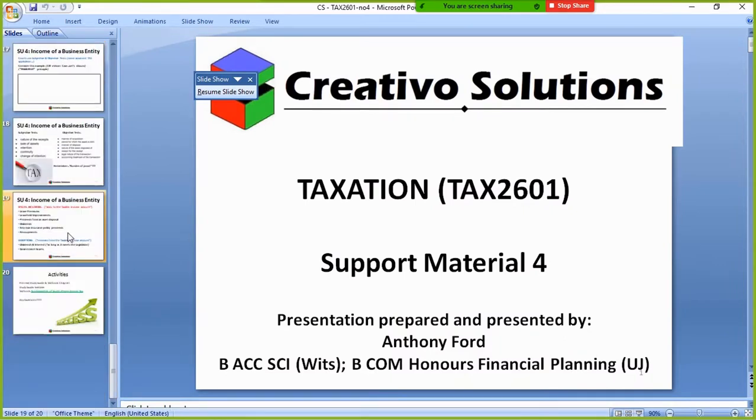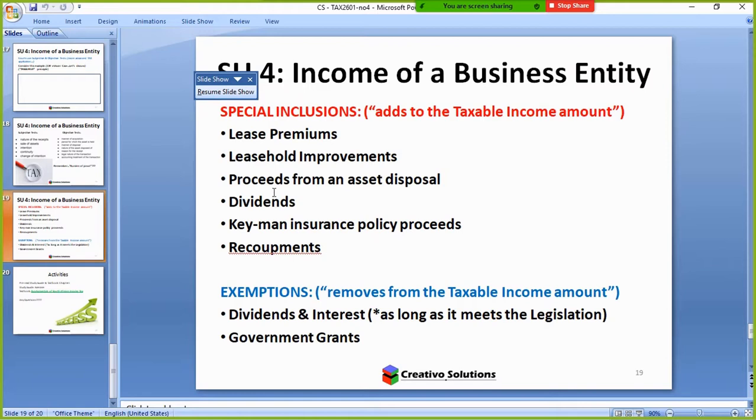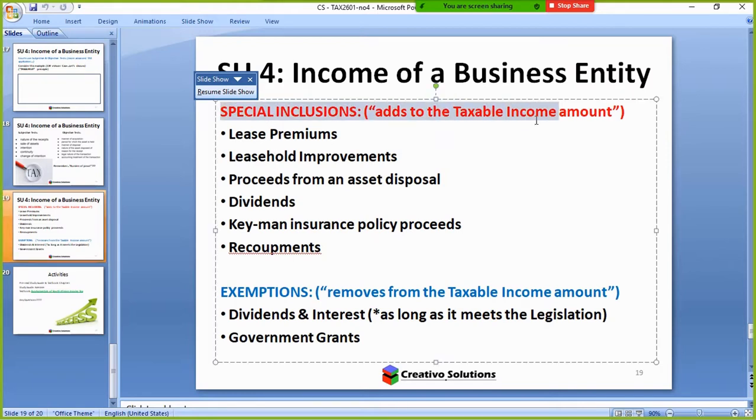Last week when we spoke about specific inclusions, they didn't include restraint of trade here because we're looking at companies. Companies can't earn a restraint of trade. You can't stop a company. Remember, restraint of trade only affects people. Do you agree?